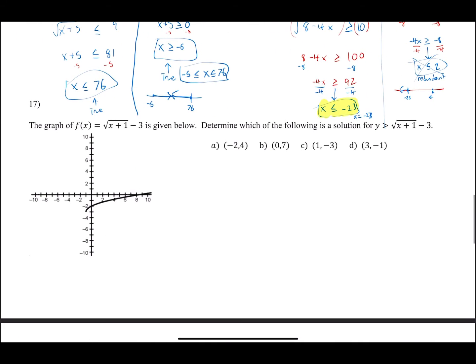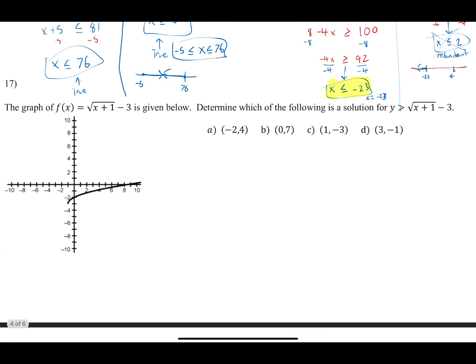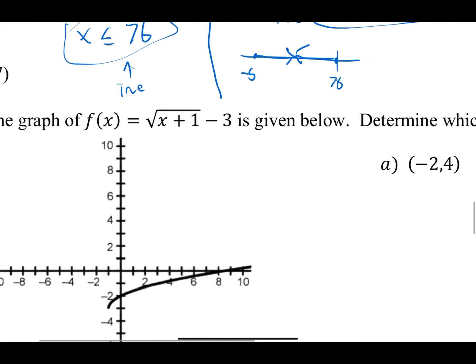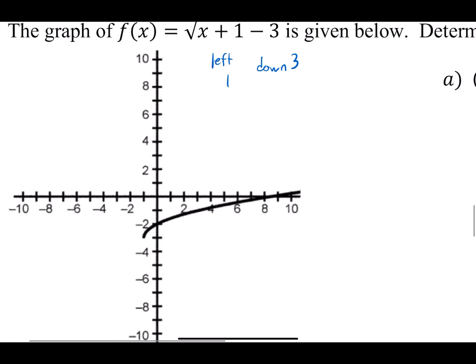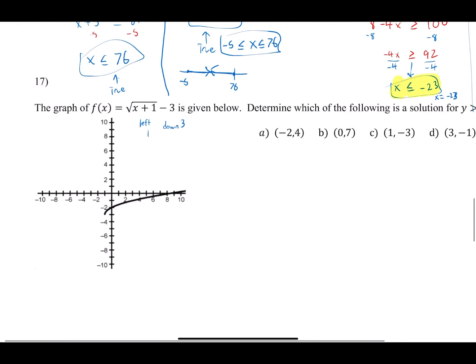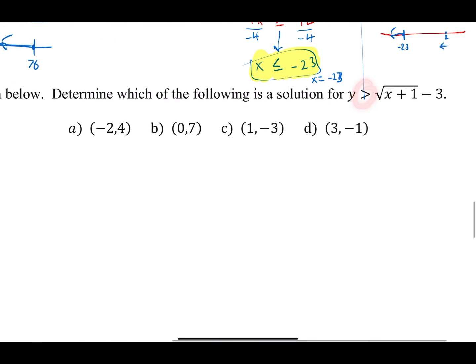Okay, number 17. Common style question on the SAT and on my tests. Graph f of x is equal to the square root of x plus 1, minus 3. So the same parts apply. We went left 1, down 3, and the graph reflects that. We definitely went left 1, down 3. Works for me. Determine which of the following is a solution for y is strictly greater than.